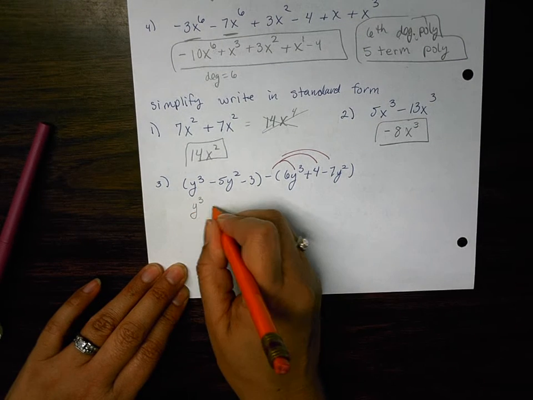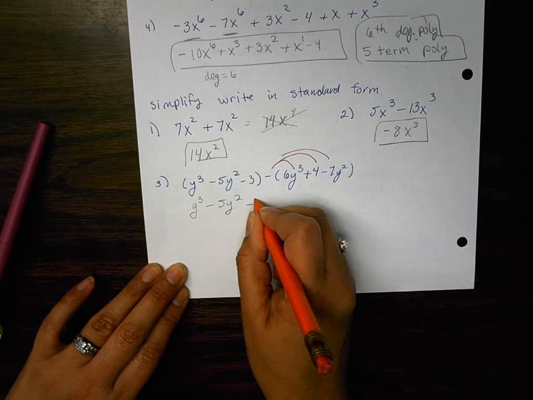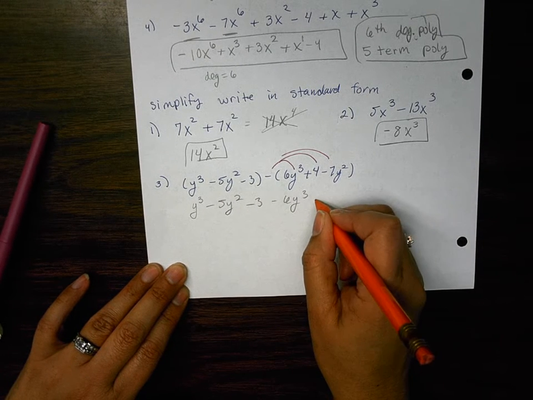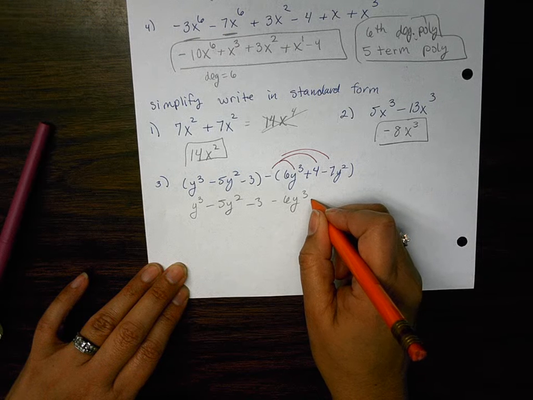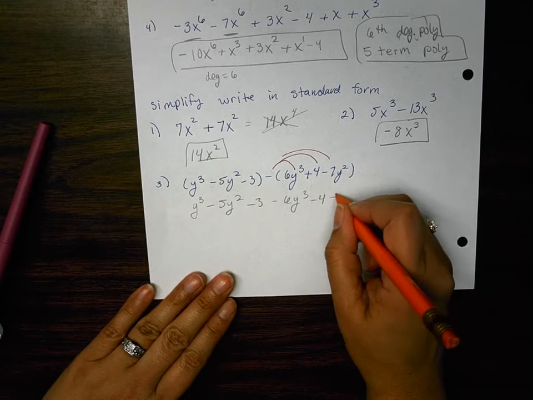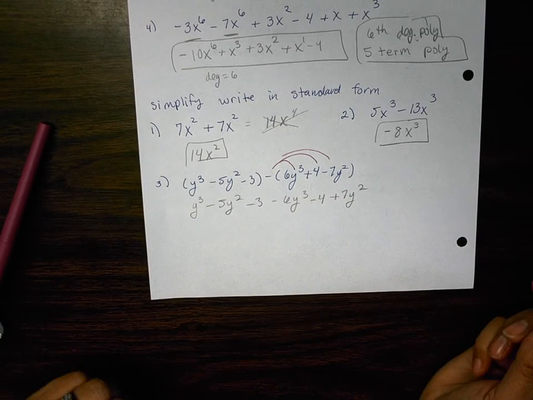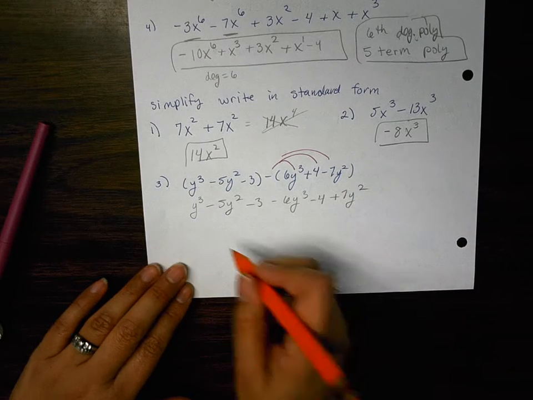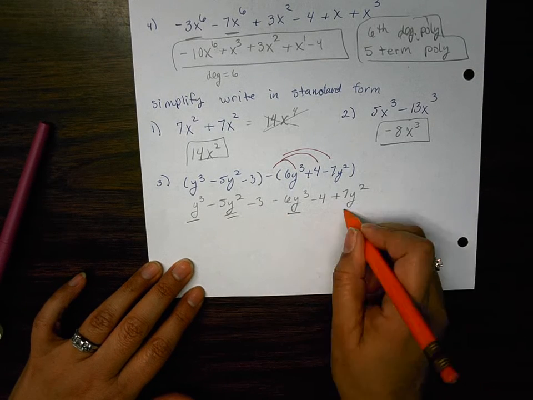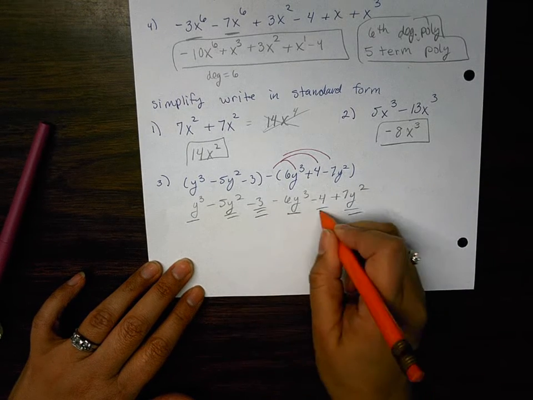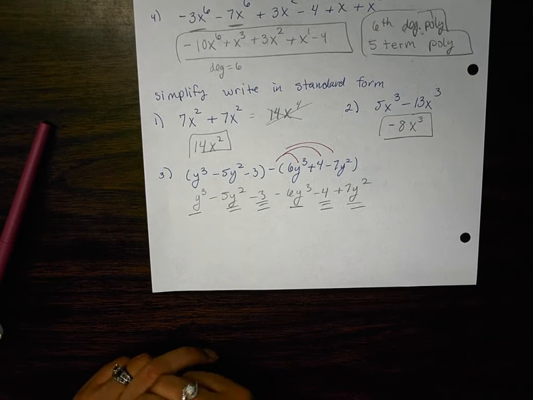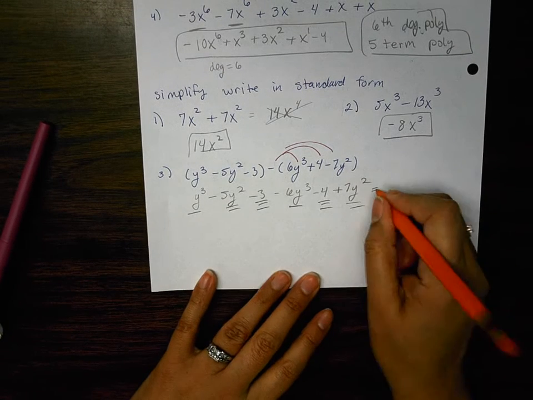Y cubed minus 5y squared minus 3 minus 6y cubed plus or minus 4? Minus 4. Plus or minus 7y squared? Plus 7y squared. Now you're going to combine your like terms. Cubed goes with cubed, squared goes with squared, constants go with constants, and make sure it's in standard form. Your largest exponent will come first. Go ahead and do that now.